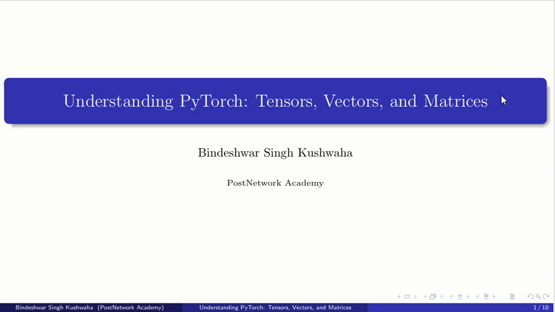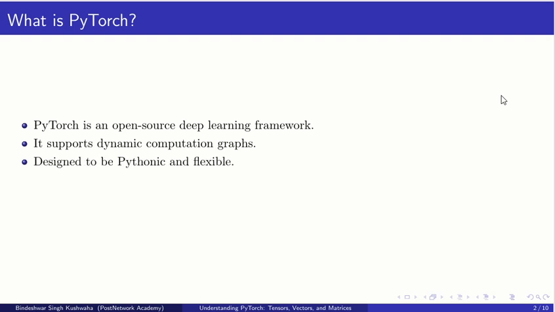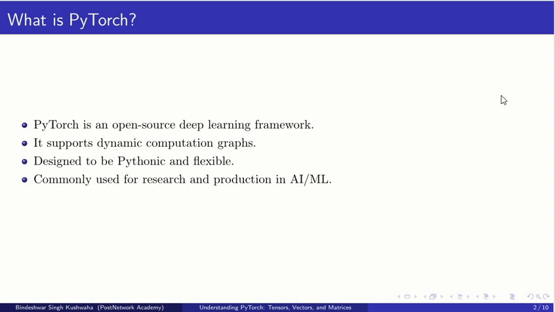So basically PyTorch is an open source deep learning framework created by Facebook AI Research Lab. And it supports dynamic computation graphs, and it is designed to be Pythonic, flexible and easy to use, which is why it's a favorite among researchers and developers. It is commonly used for research and production in AI and ML, but it can also be used for scientific computing.